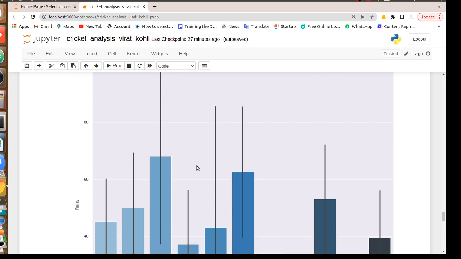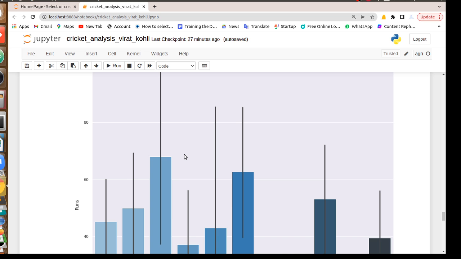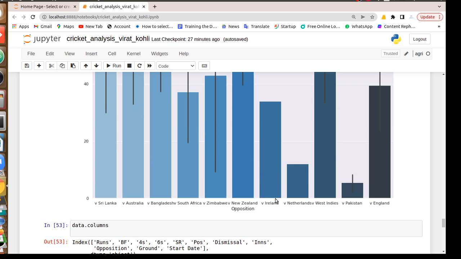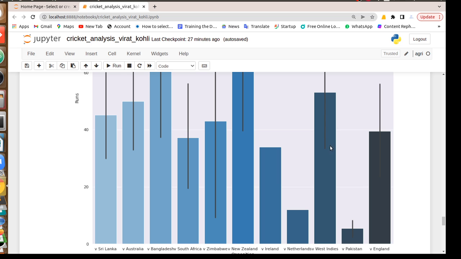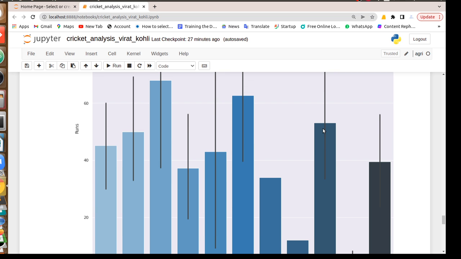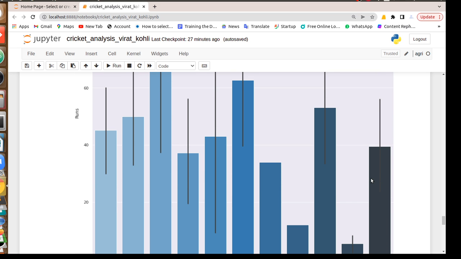When it comes to Bangladesh, at max he will score nearly 90, and on average he will score more than 60 in each match. And when it comes to Australia, England, and New Zealand, it's the same: on average it's more than 60 and at max it goes above 80. And versus West Indies it's more than 40 on average, and the highest is just below 80. And against England, there is a bit of fluctuation: less than 60 at max, but an average of 30.